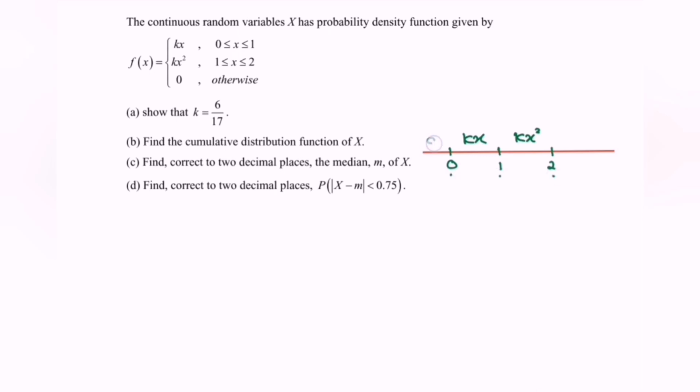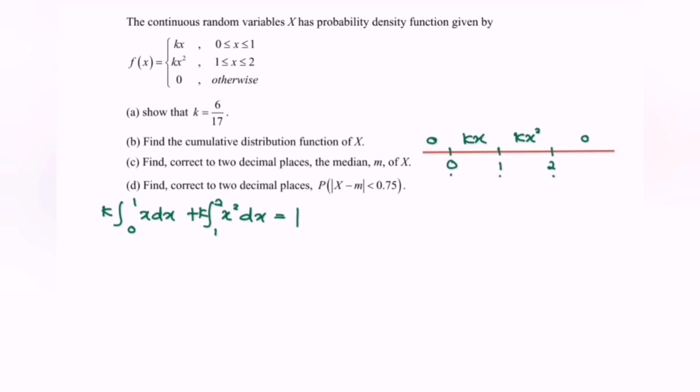Then otherwise we have the function 0. It shows that k is equal to 6 over 17. As we all know, the summation for the function will be equal to 1. So that means integrate from 0 to 1 for the function kx with respect to x, plus integrate from 1 to 2 for the function kx squared with respect to x, will be equal to 1.